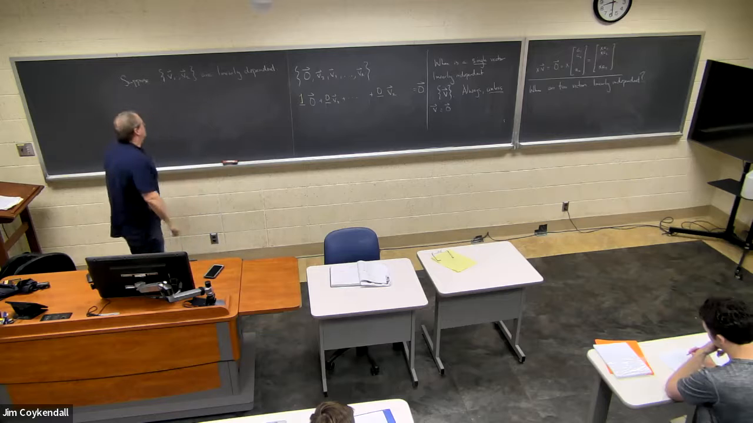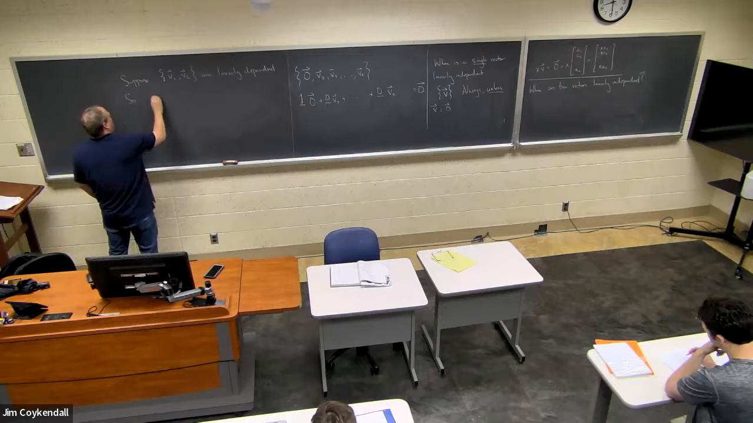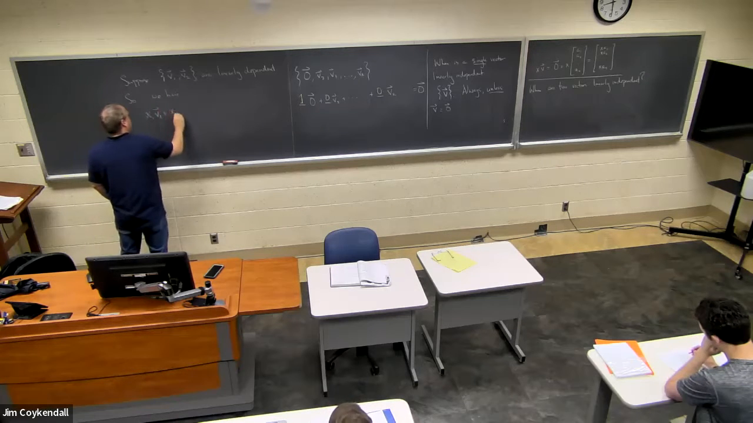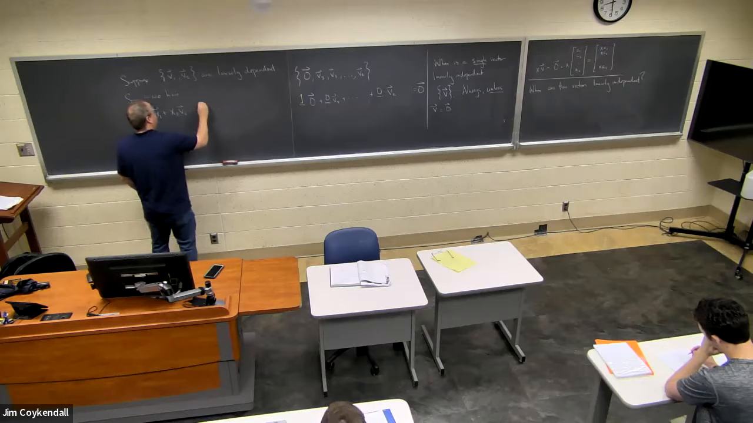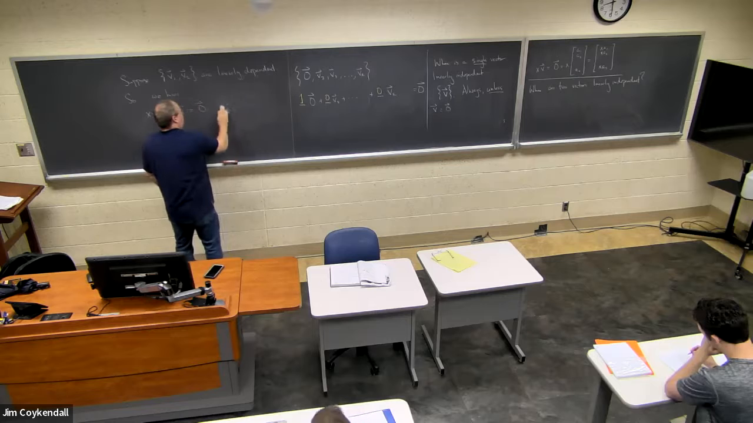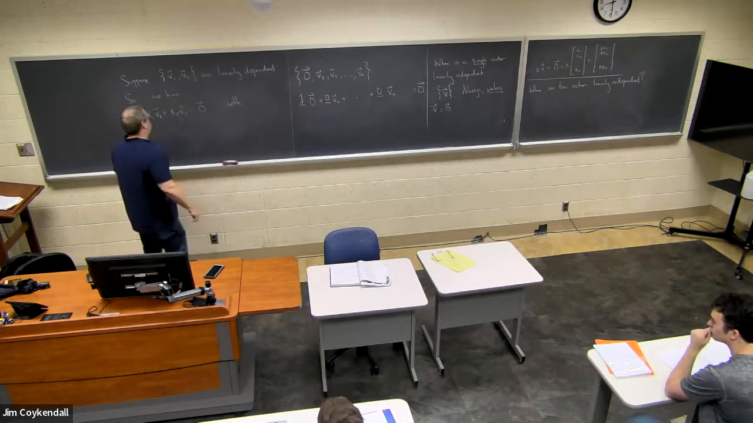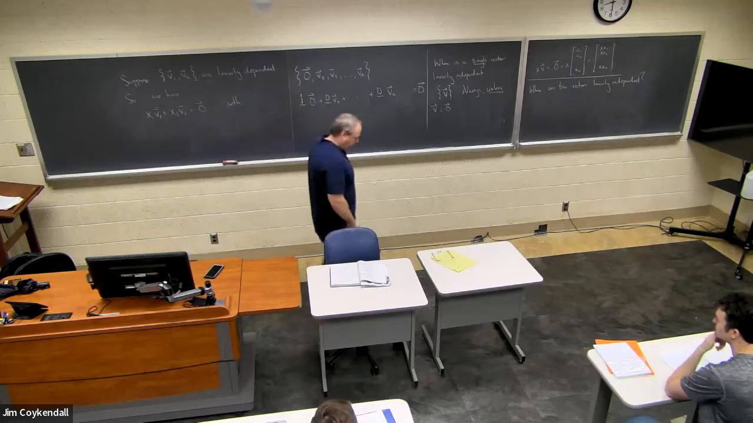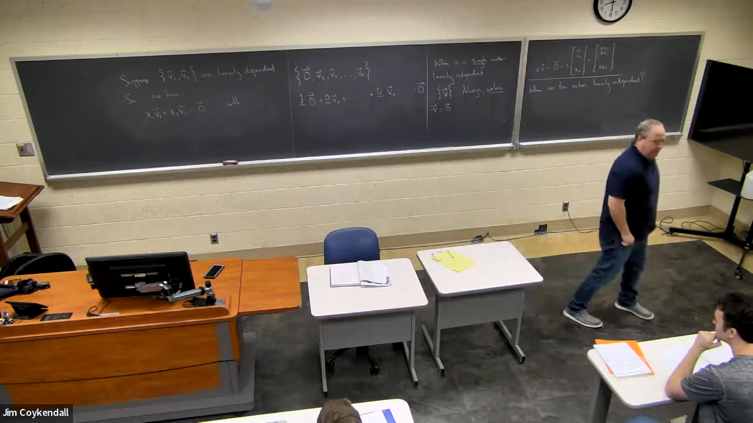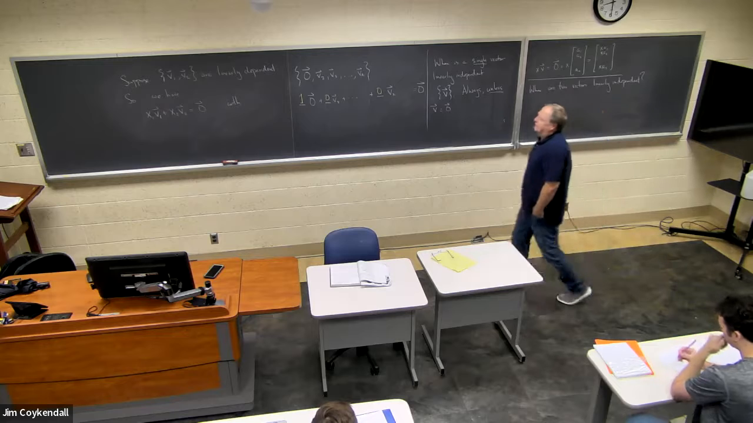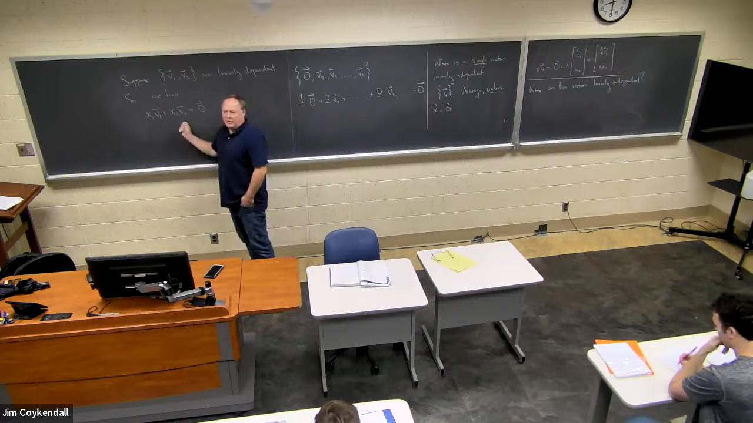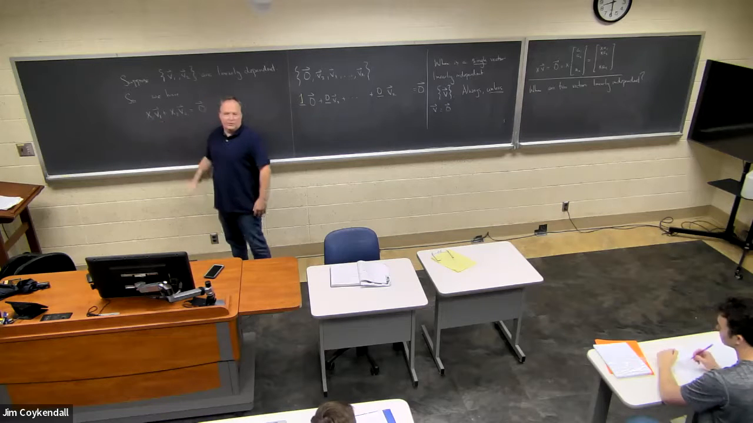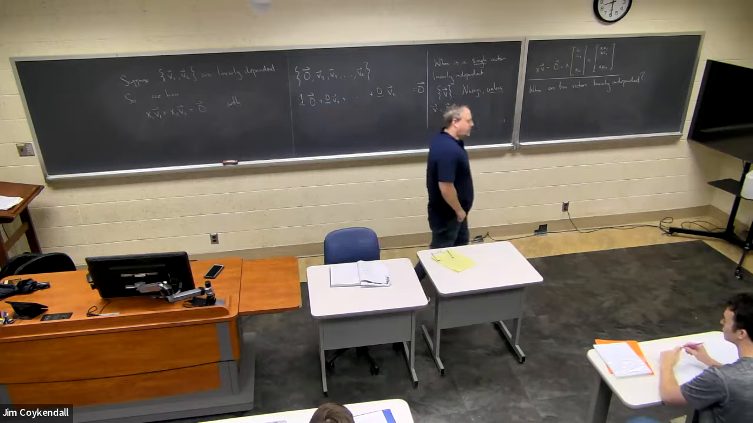Suppose these two are linearly dependent. Now we'll assume, just for ease, that neither v1 nor v2 is the zero vector. Because we know that always makes for a linearly dependent set. So let's suppose that we have this equation for linear dependence. That means that one of these is not zero. Now there's only two of them. So can somebody explain why if one of these is not zero, then they both have to be not zero?